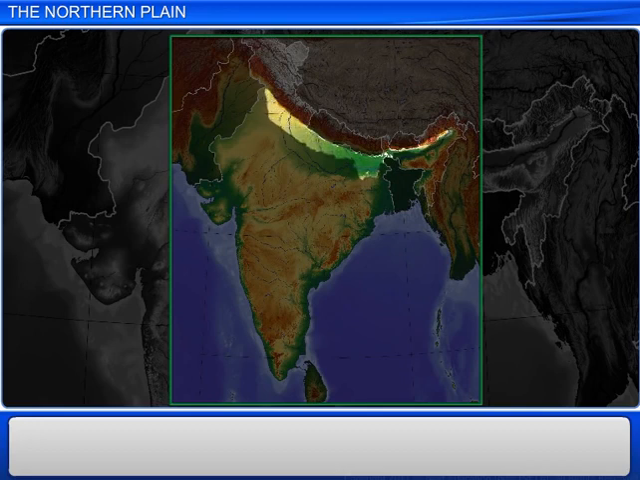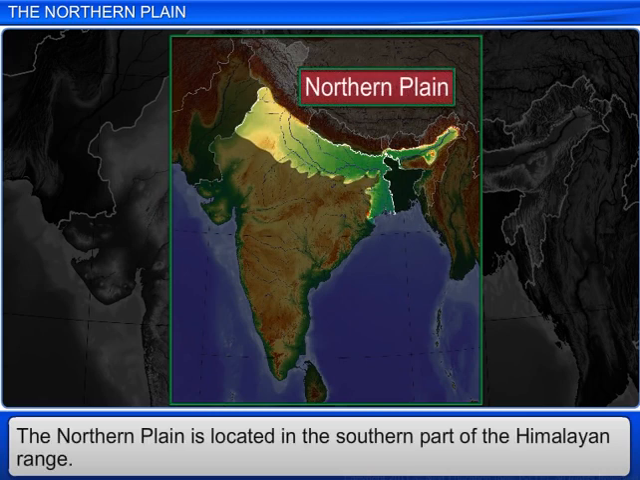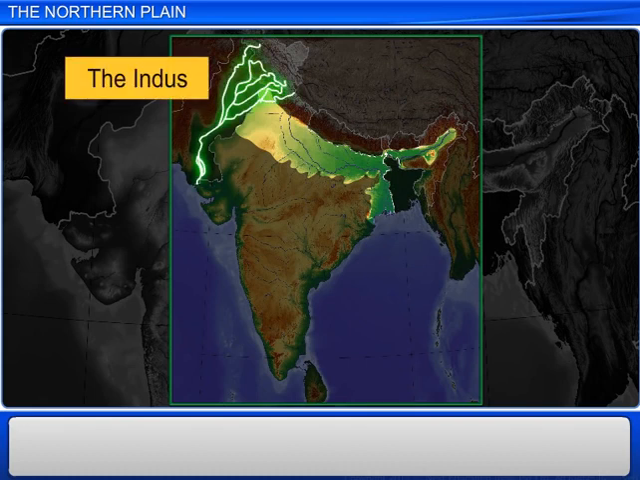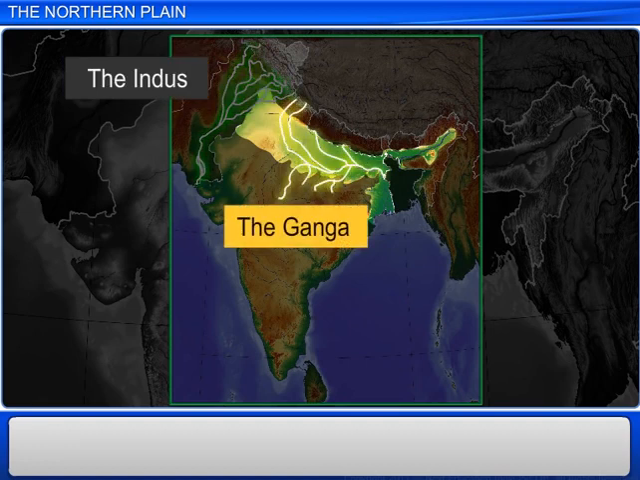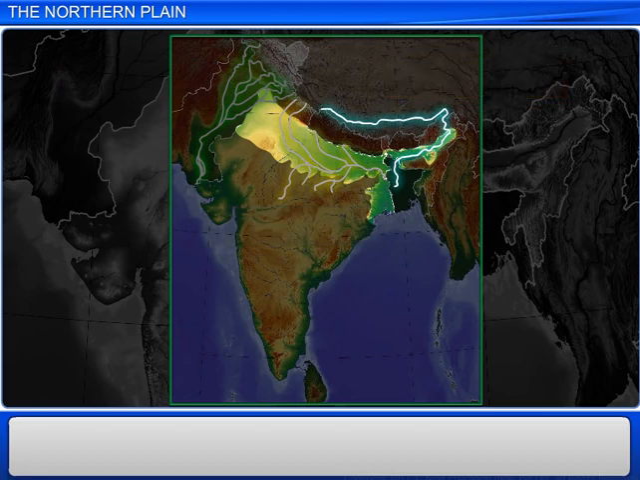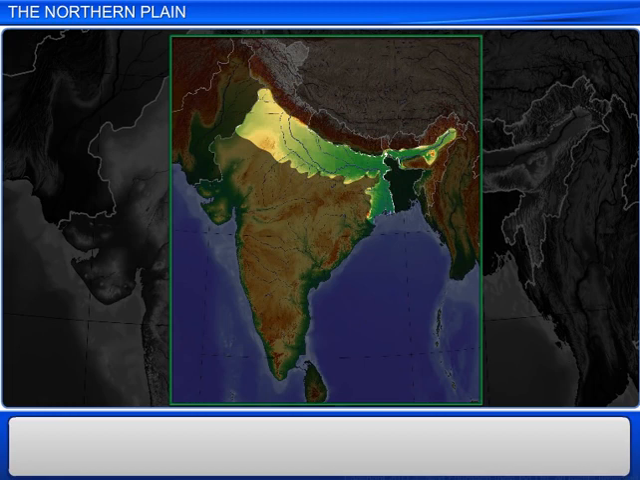The northern plain is located in the southern part of the Himalayan range. The plain is formed from the flood plains of three big river systems: the Indus, the Ganga, and the Brahmaputra. Based on the names of these river systems, the northern plain is also called the Indo-Gangetic Plain.